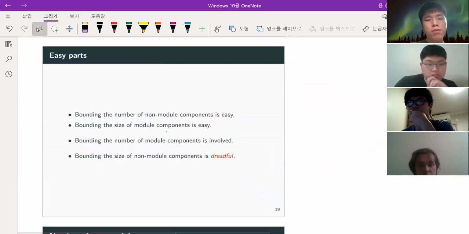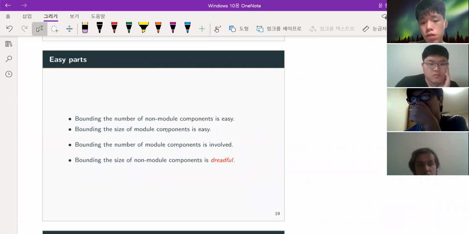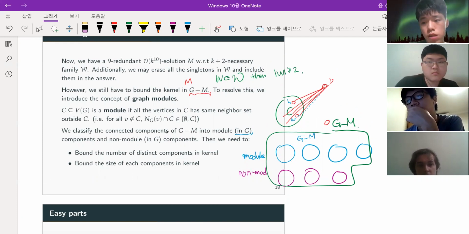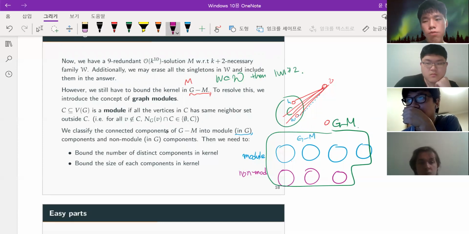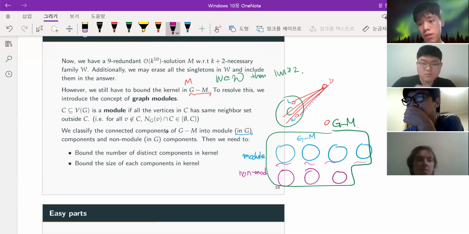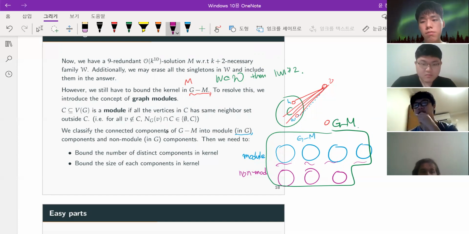What does distinct mean here? How is it counted as distinct? I think there is a misleading word. We obtain the connected components in G minus M, and there are a few module components and a few non-module components. If there are arbitrarily many module components with small size, it is not a kernel. So the word distinct does not mean anything.